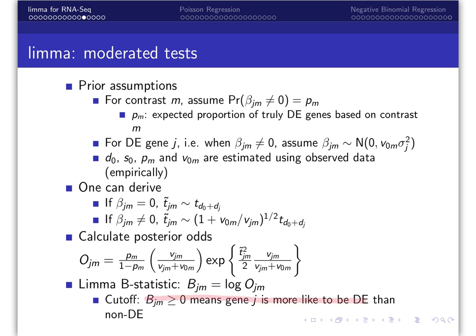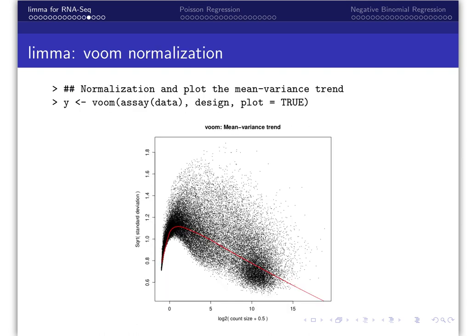If B is greater than or equal to 0, that indicates the gene is more likely to be differentially expressed than non-differentially expressed. Note that if you order the genes by these B statistics, you will not necessarily get the same resulting order as if you order the genes by their p-values. Therefore, it is recommended to use the p-values from the moderated t-tests and estimate the false discovery rate instead of relying on these B statistics.